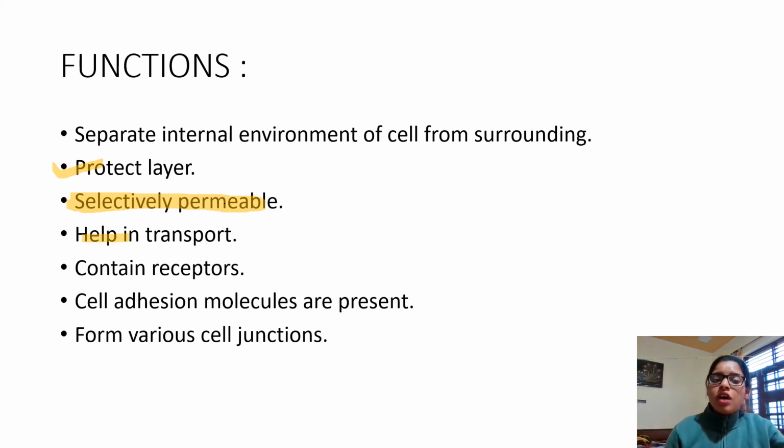It helps in transport. It contains specific receptors so that certain kinds of signaling can take place easily. And it also has cell adhesion molecules, which help in connecting one cell to another, so that they can form tissue, and then tissue can form an organ, and then an organ system, and it forms various cell junctions so that various kinds of proteins can pass from one cell to the next. So this was all about the plasma membrane.